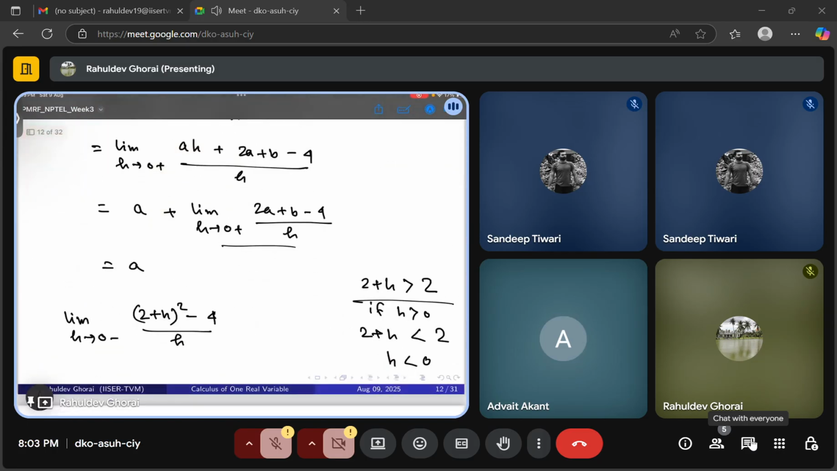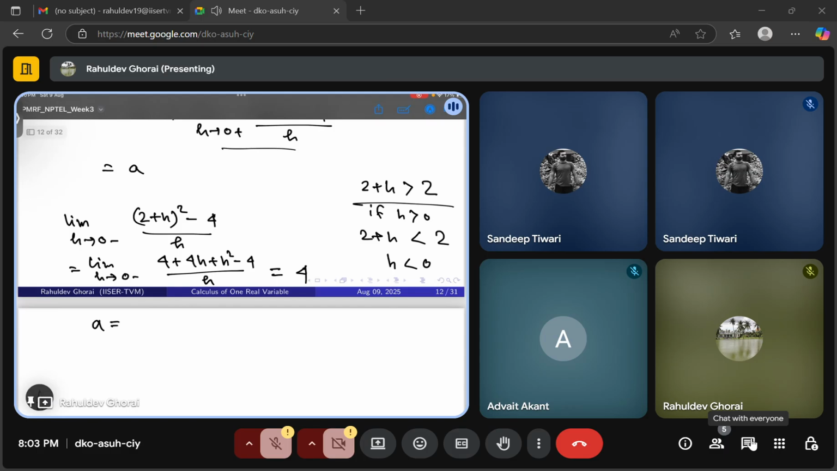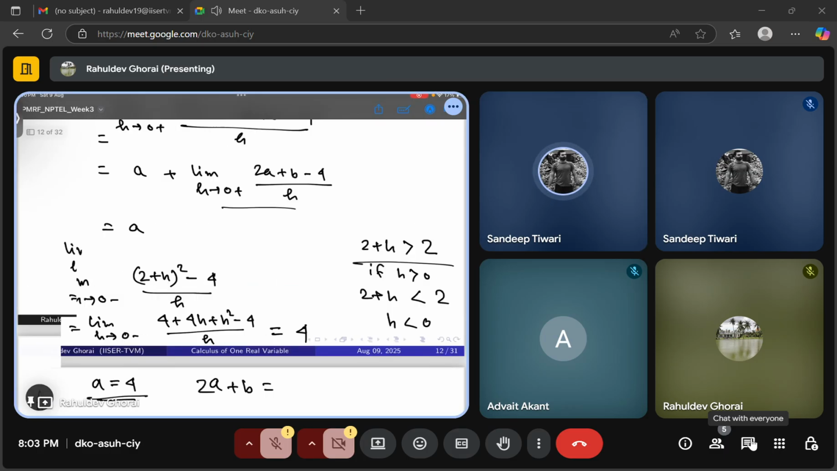Then the limit as h tends to 0 minus, yeah, that was a mistake. So that is 4 plus 4h plus h square minus 4 over h. So that limit will be, 4 cancels, only 4h over h, so a will be 4. So a will be 4, and we have a plus b is equal to.